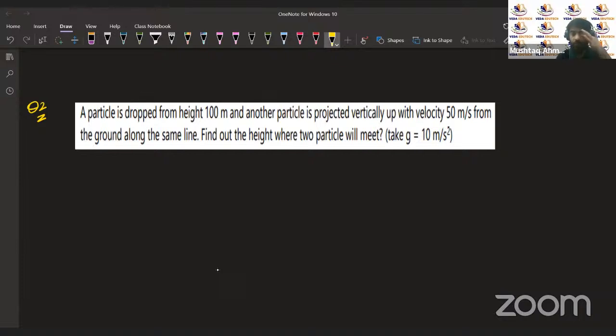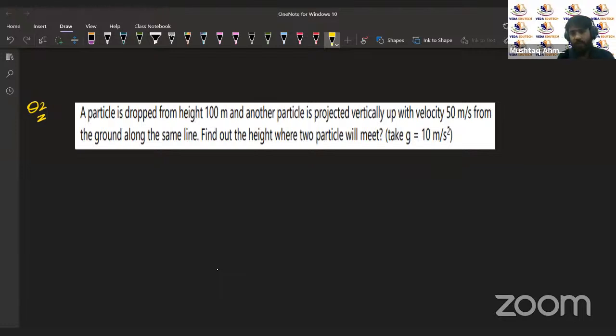The question number two here is: a particle is dropped from a height of 100 meters, and another particle is projected vertically up with velocity 50 meters per second from the ground along the same line. Find the height where the two particles will meet. We have to find the height where the two particles will collide or meet.